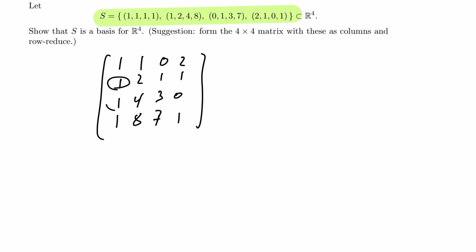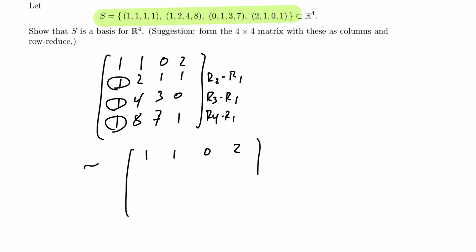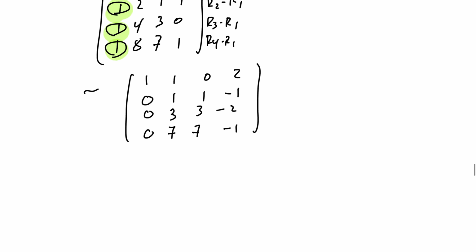So right away, these need to be made zeros. So this is row 2 minus row 1, row 3 minus row 1, row 4 minus row 1. And going ahead and doing that, I get 1, 1, 0, 2. And subtracting this row here, again, I'm looking to make all of these 0. Subtracting this up here, I get 0, 1, 1, negative 1, 0, 3, 3, negative 2, and 0, 7, 7, negative 1.